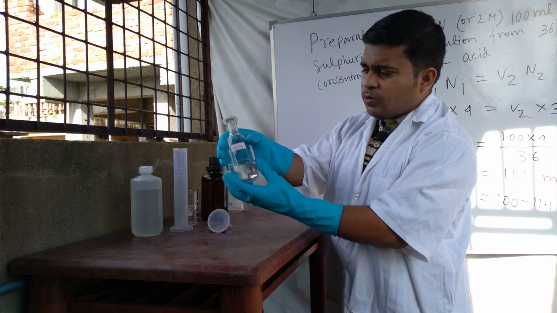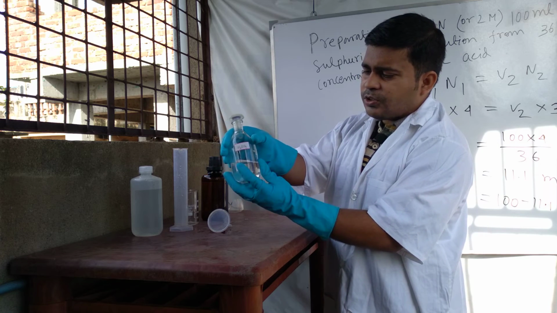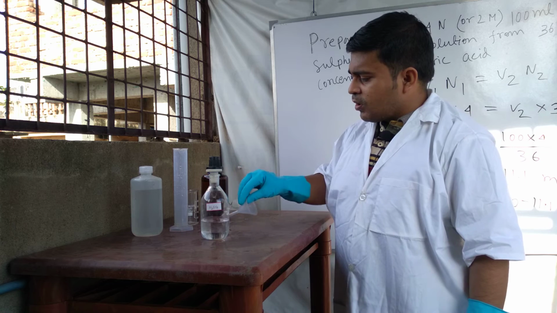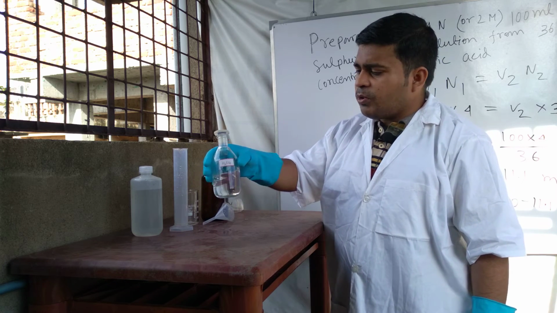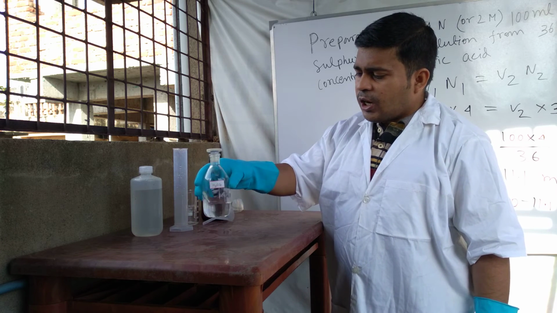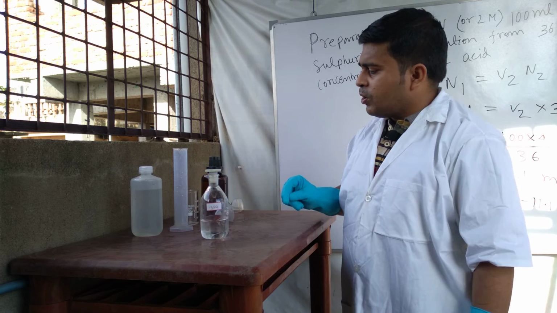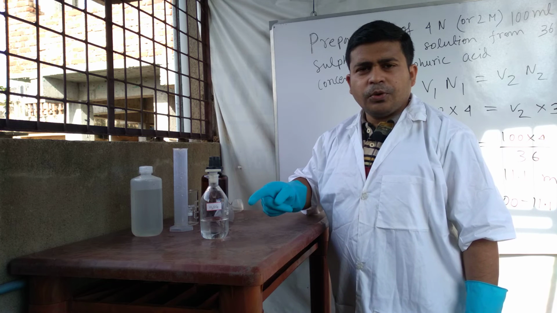It is now becoming hot. The bottom of this reagent bottle is now very hot. So this is right now our 100 ml dilute 4 normal sulfuric acid solution. It is prepared right now, 100 ml 4 normal dilute sulfuric acid solution. So in this way you can make 4 normal dilute sulfuric acid solution.